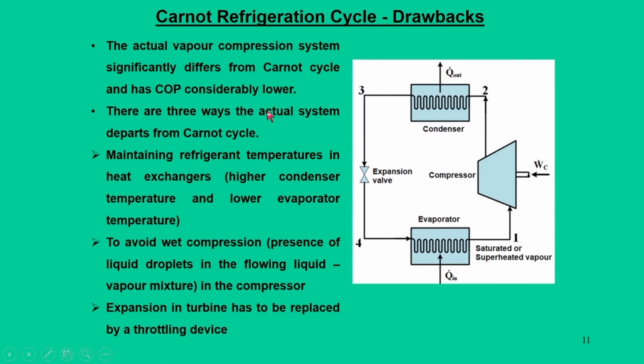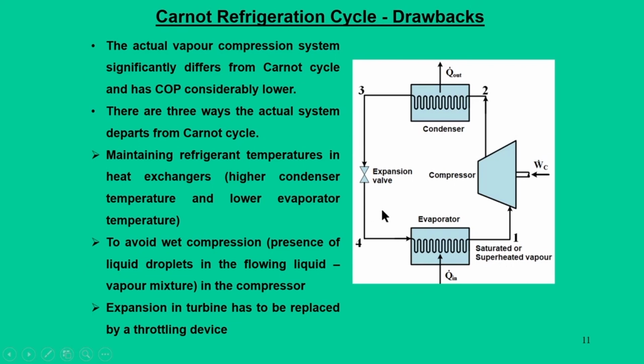Now, what are the important drawbacks? There are basically three drawbacks in which the actual system differs from the Carnot cycle. First is maintaining the refrigerant temperature in the heat exchangers, which we call the condenser or evaporator. We say TH and TC are the temperatures of the heat sources that are maintained, but it is difficult to extract or reject heat while maintaining the same temperatures. So, this is one important drawback.